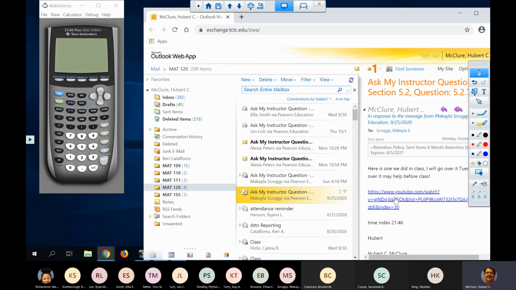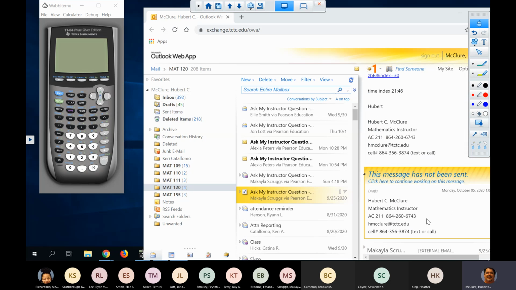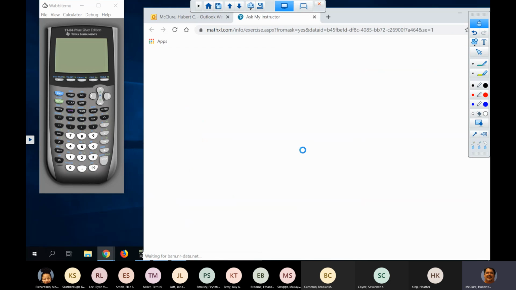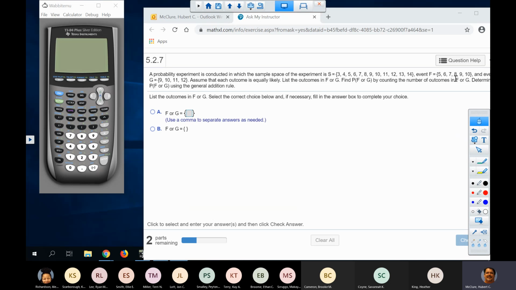Okay, this one says 5.2, number 7, what does it say? Number 2, well, I can't see it, but anyway, there it is. Number 4. Now this is one, okay, I just did it. So let's go over this one right quick. Just the first part, all right? Overlap.